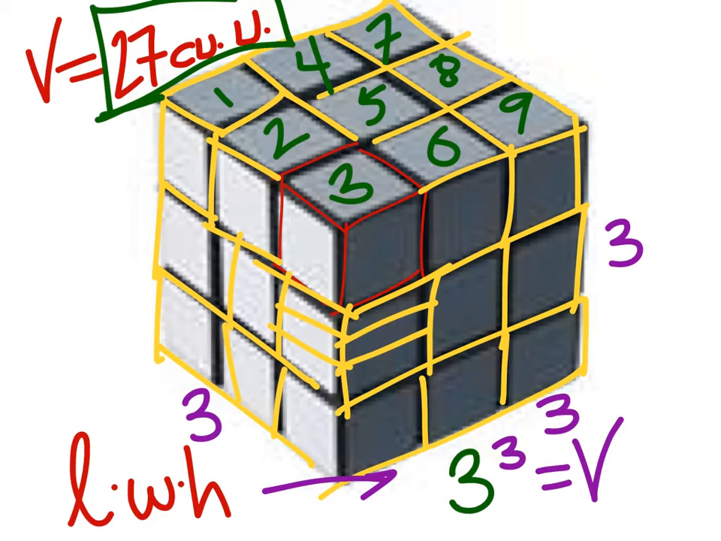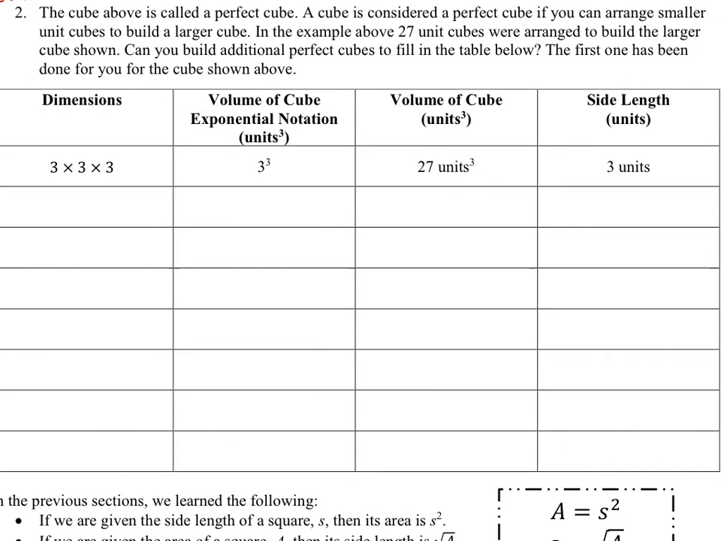Now this is the nice thing about, I guess you could call it a rectangular prism, a cube specifically though, but rectangular prisms in general, if you find the volume of 1 layer, you just multiply it by its height to find the actual volume of the whole thing. The cube above is called a perfect cube because all the side lengths are the same. A cube is considered a perfect cube if you can arrange smaller unit cubes to build a larger cube. In the example above, 27 units cubed were arranged to build the larger cube shown. Can you build additional perfect cubes to fill in the table below? The first one has been done for you with the cube shown above.